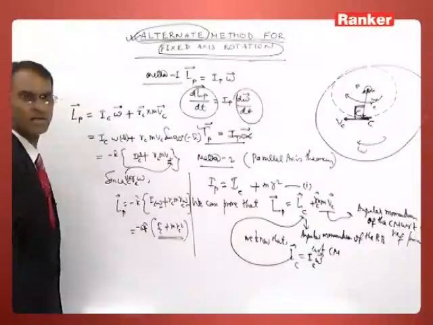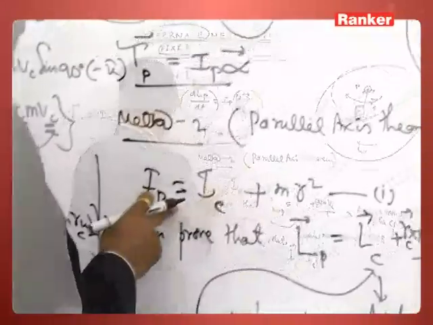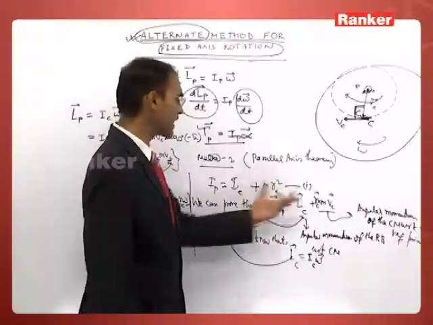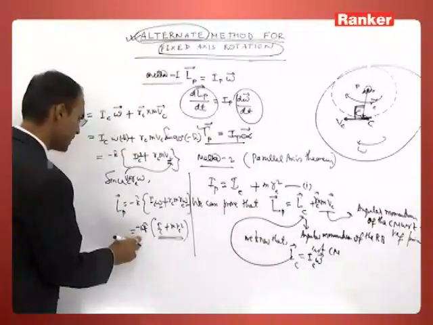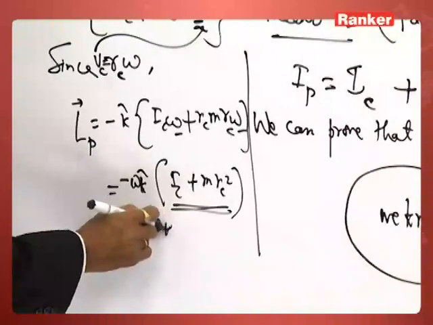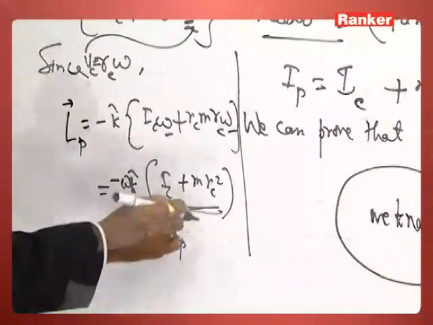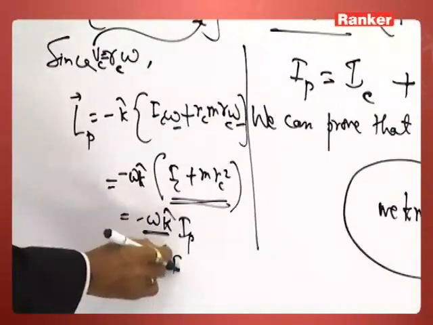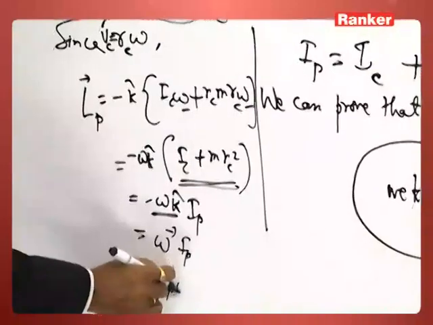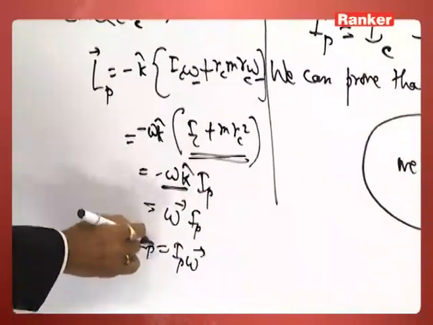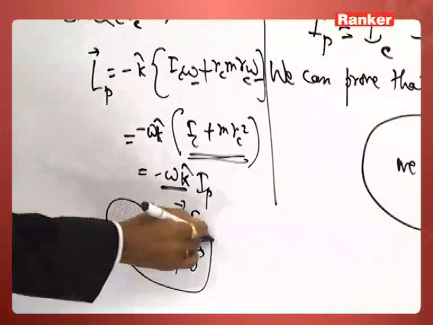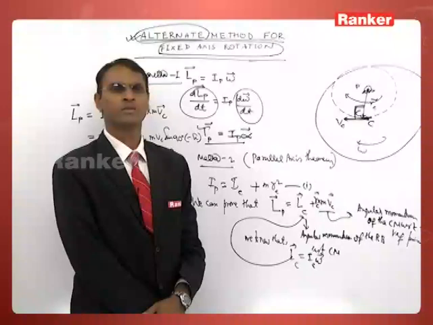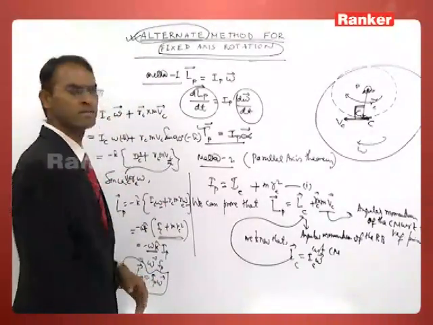And this can be written as Ip equal to Ic plus m Rc square, by the parallel axis theorem. Omega into minus k cap can be written as omega vector into Ip. That is equal to Ip into omega. That is the angular momentum about this pivot. We are getting some expression by using this technique.